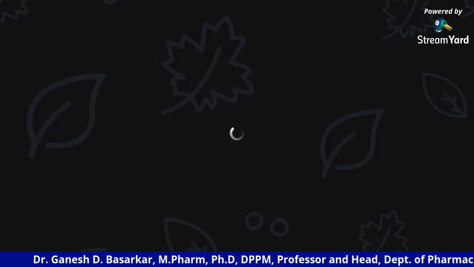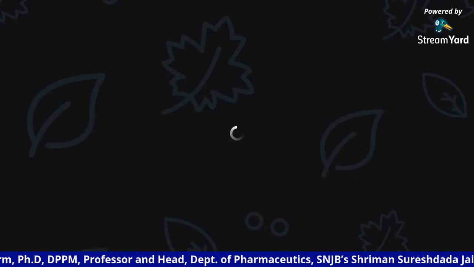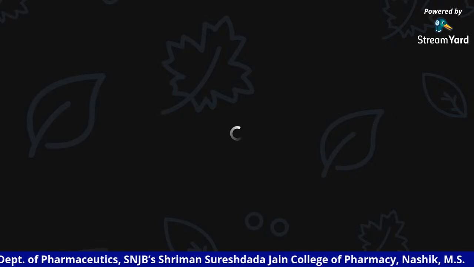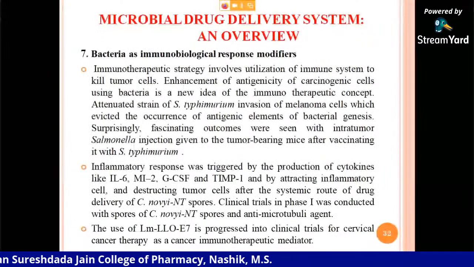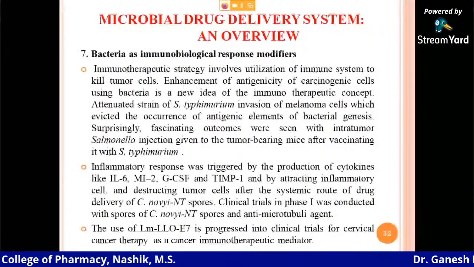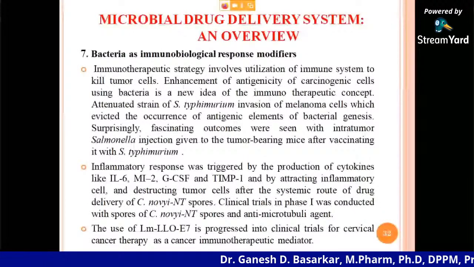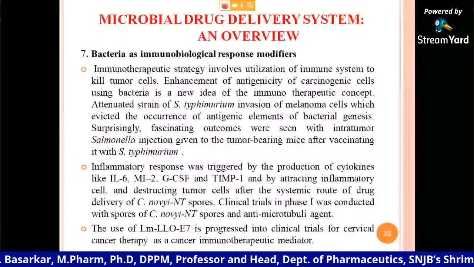Similarly, another example is to increase the response, that is, to improve the immunogenicity of the person. Enhancement of the antigenicity of the carcinogenic cells by using bacteria is one of these. Now, what we are talking about during the COVID conditions is improving your immunity by giving various herbal teas, green tea. Similarly, in this case also, by utilizing some bacteria, we can improve immunity.